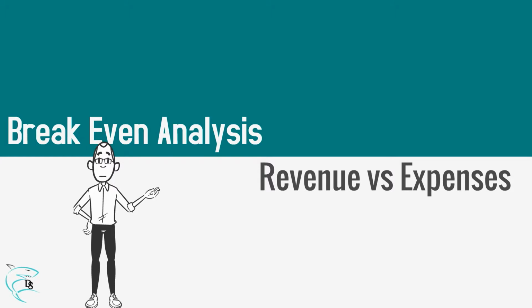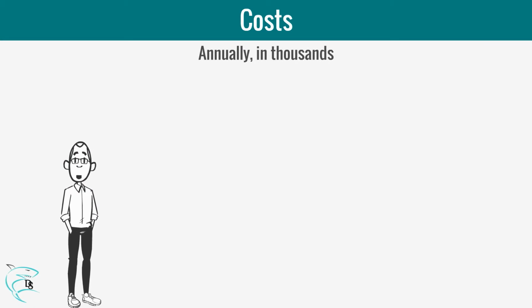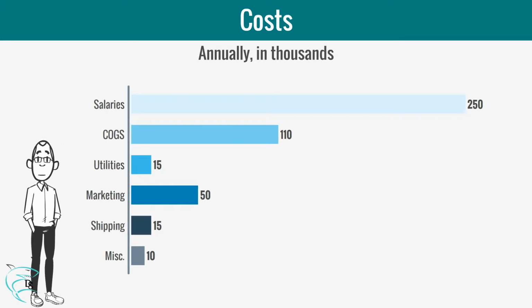But first, let's define the problem. Step 1 is to know your costs. Why, you ask? The goal is to break even. That is, to have an ending balance of 0. To know how to get there, you need your starting point, which is how much money you're spending.